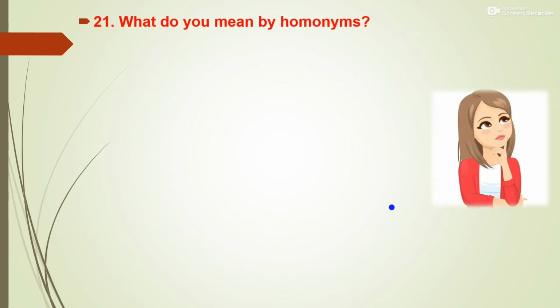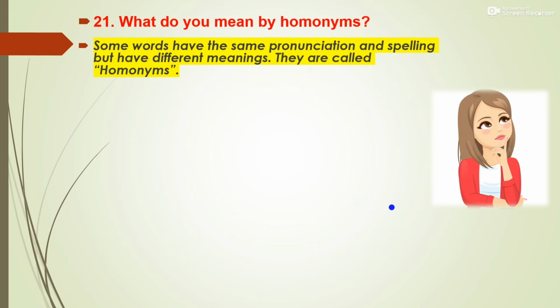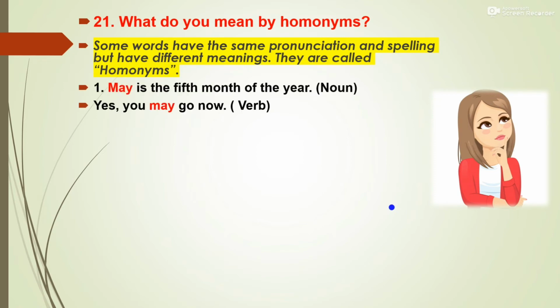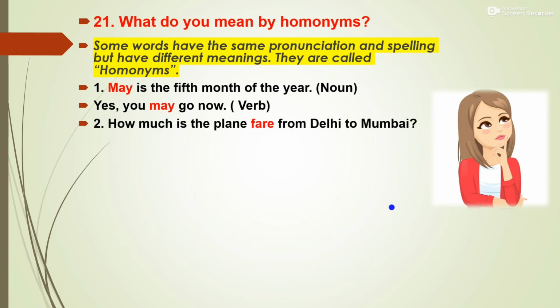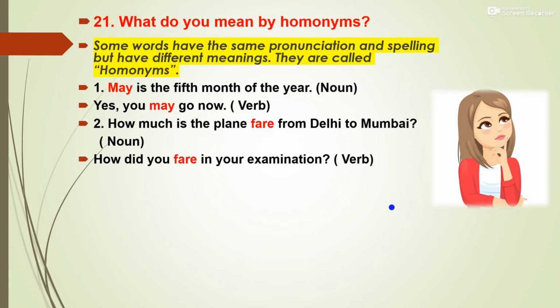Next activity is, what do you mean by homonyms? Some words have the same pronunciation and spelling but have different meanings. They are called homonyms. May is the fifth month of the year. So here May is a noun; it is the name of a month. But in the second sentence, "Yes, you may go now," it's a verb. How much is the plane fare from Delhi to Mumbai? It's a noun here, that is the plane expense. How much expense we have to pay? That is the fare. How did you fare in your examination? It's a verb.